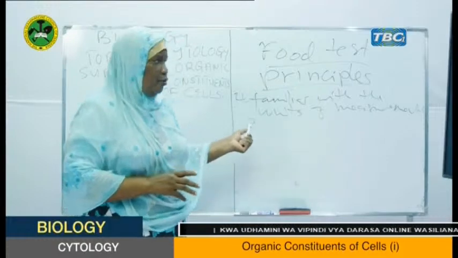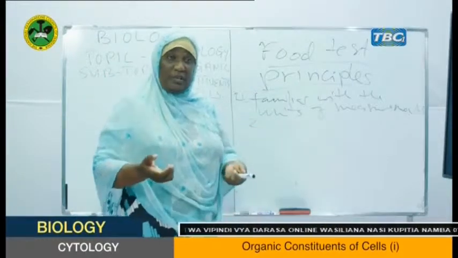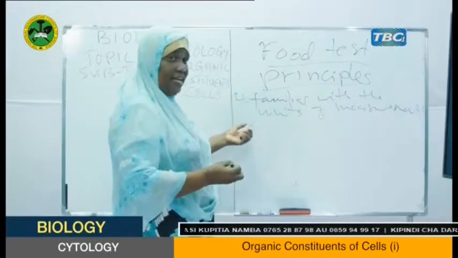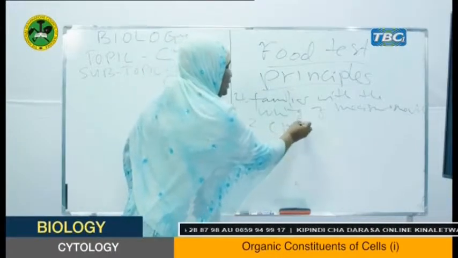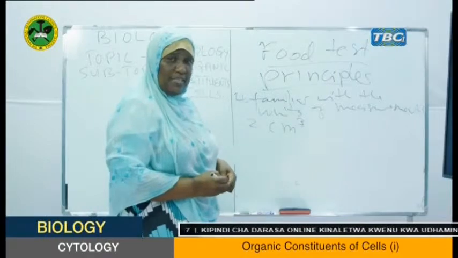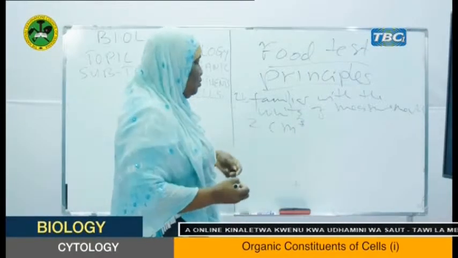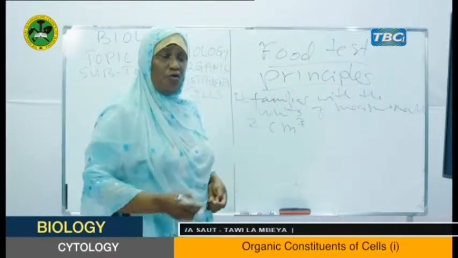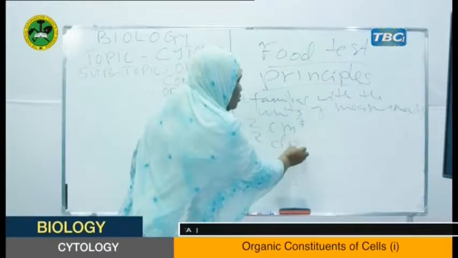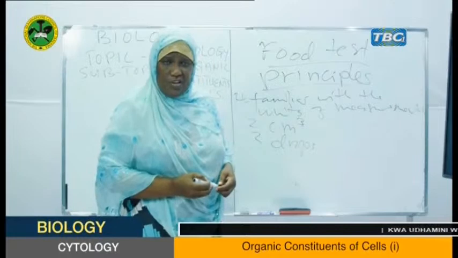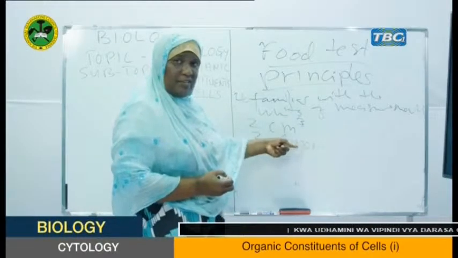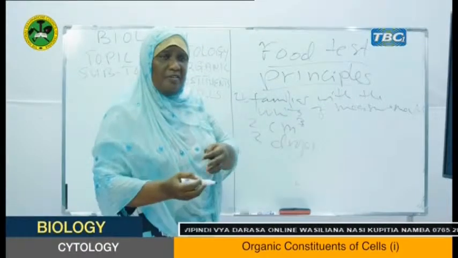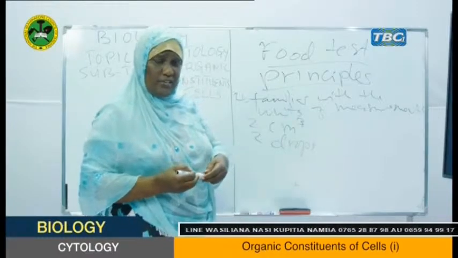Here, you are required to measure what? Volumes. Therefore, you should know the units for volumes. For example, you may say 2 cubic centimeter of sample solution were poured in a clean test tube, followed by addition of 2 drops of iodine solution. You see? The unit here is drop, while here is cubic centimeter. You should be very, very specific in terms of units.